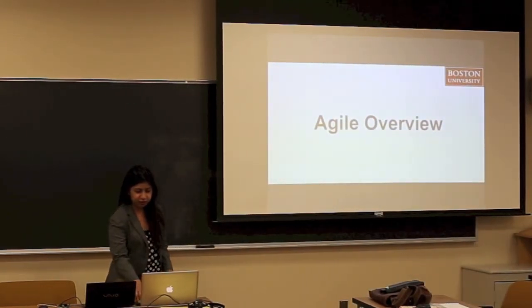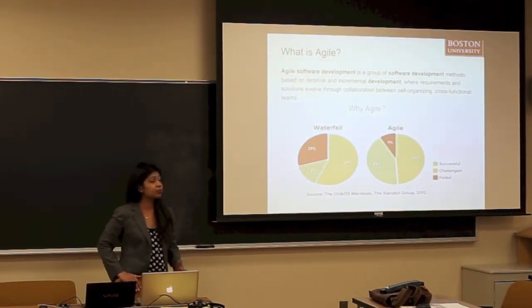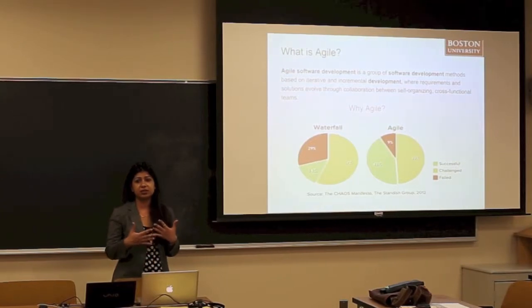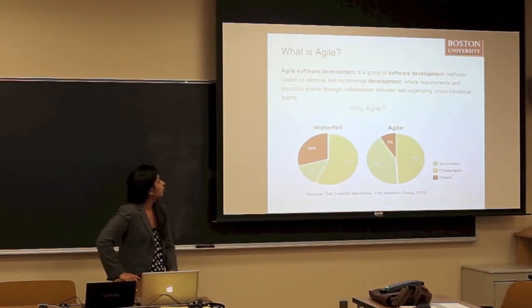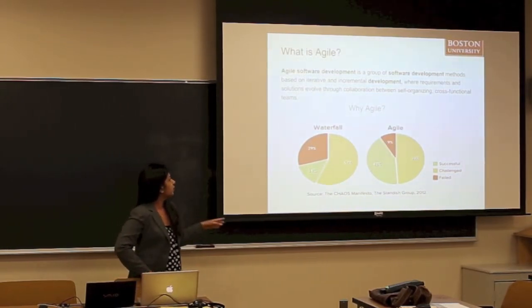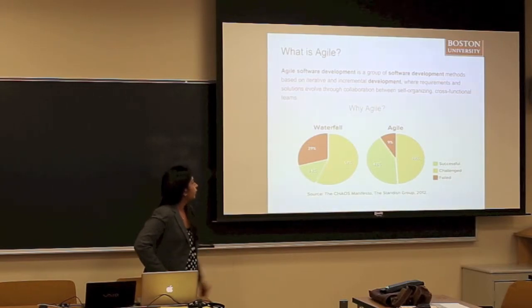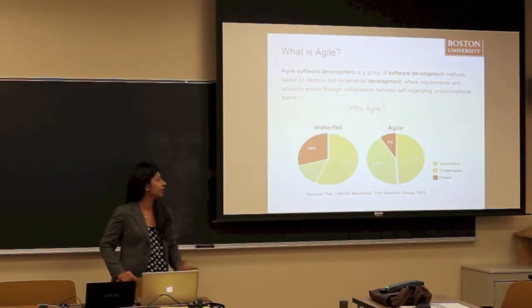Now we move on to the Agile overview. As we already know, Agile software development is a group of software development methods based on iterative development. This is from a survey which was conducted to show the comparison of the success rate of Agile projects. As we can see, following waterfall, the success rate is very low, like 14%, and in Agile it's 42%. That is quite the reason why we should use Agile.